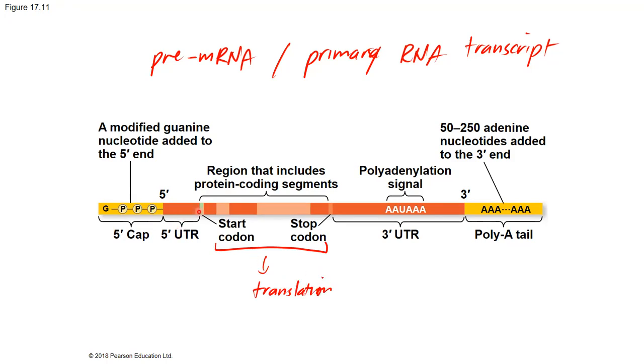And we have, between the 5' cap and the start codon, the 5' UTR. UTR stands for untranslated region. And we have another one, the 3' UTR, also an untranslated region. This is the region that contains the codons that will be translated, starting from here to here. Okay?